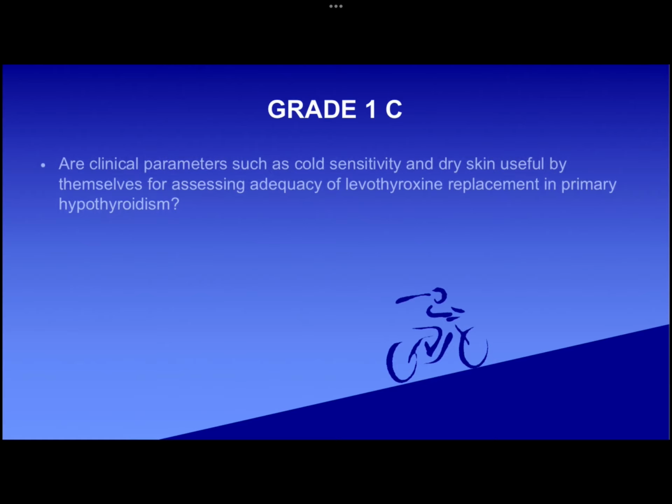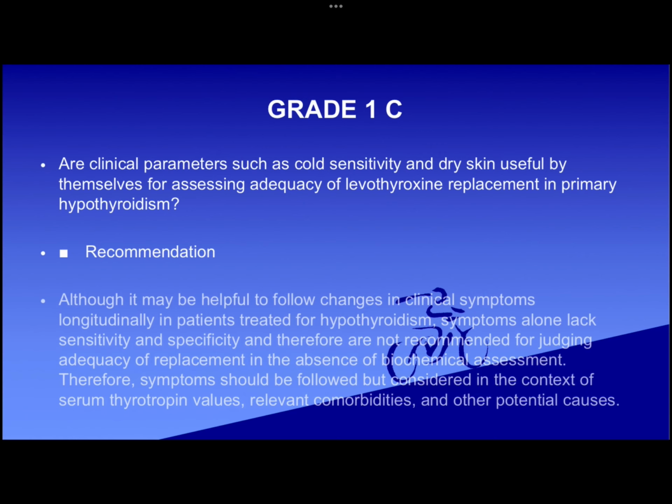Grade 1C: are clinical parameters such as cold sensitivity and dry skin useful by themselves for assessing adequacy of levothyroxine replacement in primary hypothyroidism? Recommendation: although it may be helpful to follow changes in clinical symptoms longitudinally in patients treated for hypothyroidism, symptoms alone lack sensitivity and specificity and therefore are not recommended for judging adequacy of replacement in the absence of biochemical assessment. Therefore, symptoms should be followed but considered in the context of serum thyrotropin values, relevant comorbidities, and other potential causes.